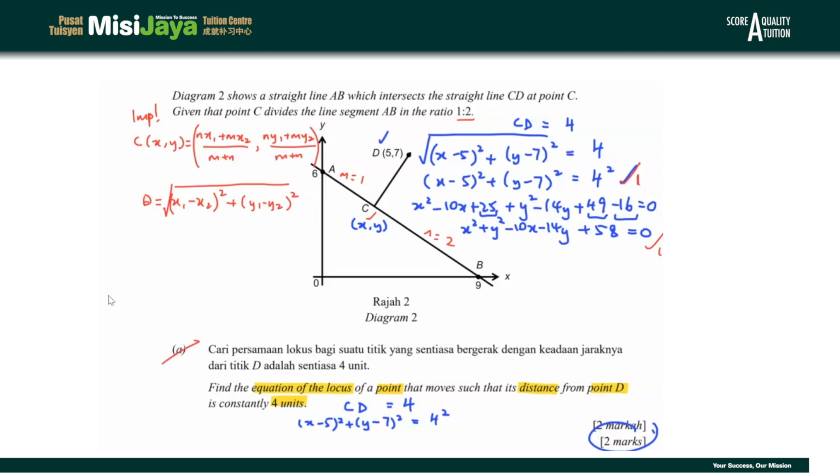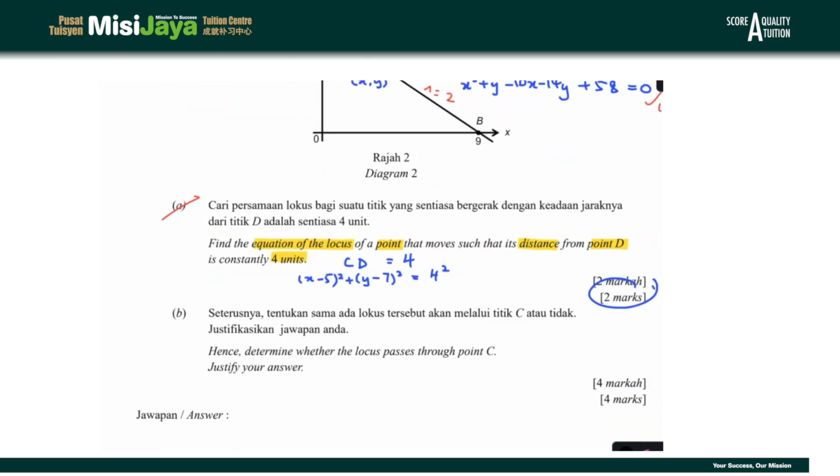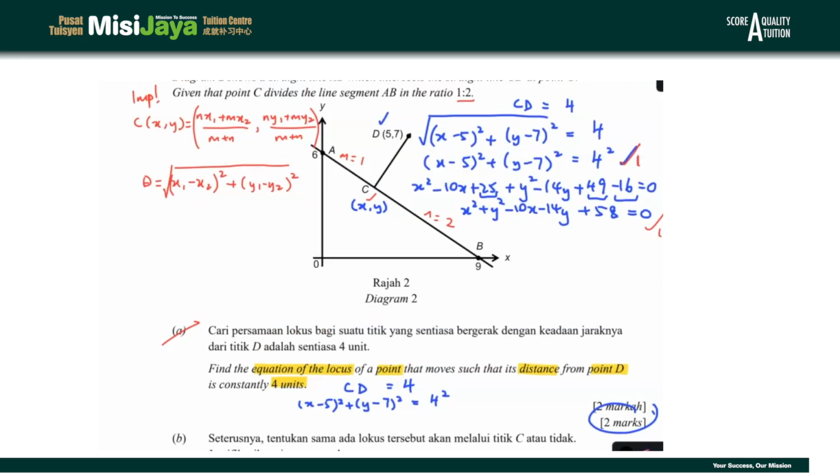So now we continue with B. Hence determine whether the locus passes through point C or not. Justify your answer means that you have to prove whether it passes through point C or not. So let's say we don't know our point C and we have to find what our point C is. We know A is (0, 6). Let's look at the diagram, the graph. So (0, 6) here, and then here will be (9, 0).